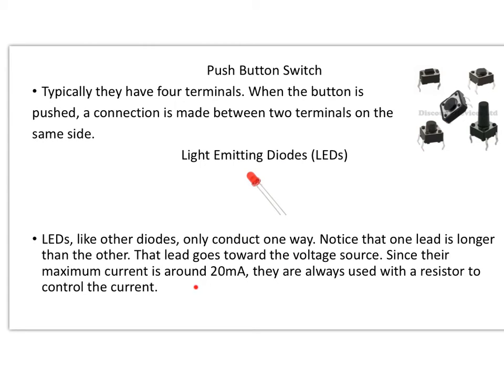Their maximum current is around 20 milliamps. This varies according to the kind of LED it is, but that's the ballpark value. As a result, they're always used with a resistor to control the current. The resistors that we'll use are the 330 ohm resistors, which are included in your kit.